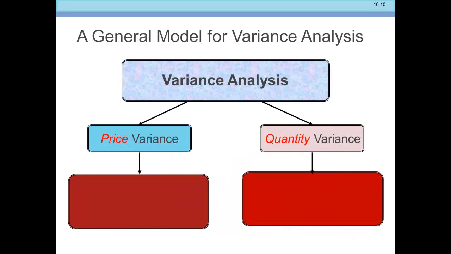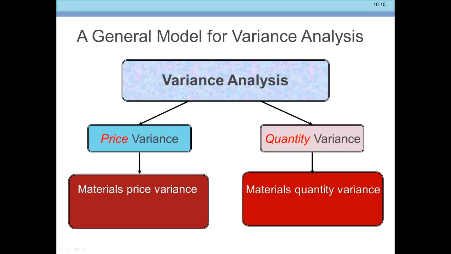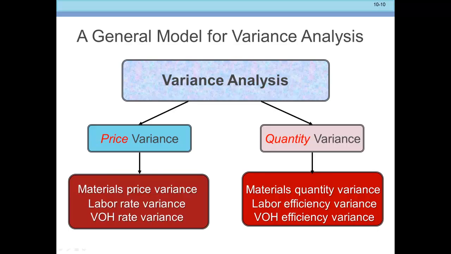Price and quantity variances can be computed for all three variable cost elements: direct materials, direct labor, and variable manufacturing overhead. For direct materials, we call the two variances price and quantity variance. For labor and overhead, the variances are called efficiency and rate variances.